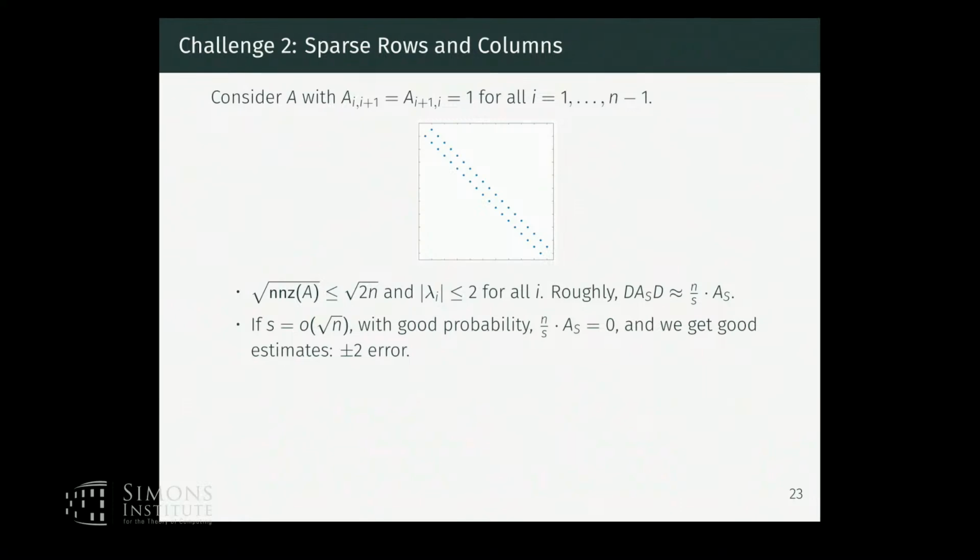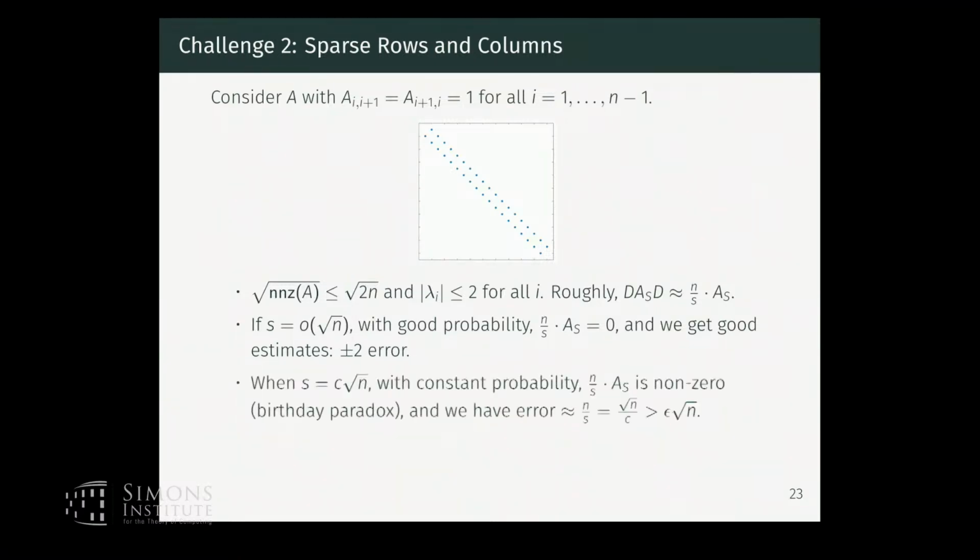If I take very few samples, then with good probability, my sampled matrix is just 0. I don't hit any of these 1s, and so we actually get good estimates. We get lucky in a way. But if I take a bit more samples, then by birthday paradox, with good probability, I hit one of these non-zero entries. And when I hit it, I scale it up a lot. And then the eigenvalues of my matrix are big. They're basically root n over c if I took c root n samples. And this is above my error guarantee.